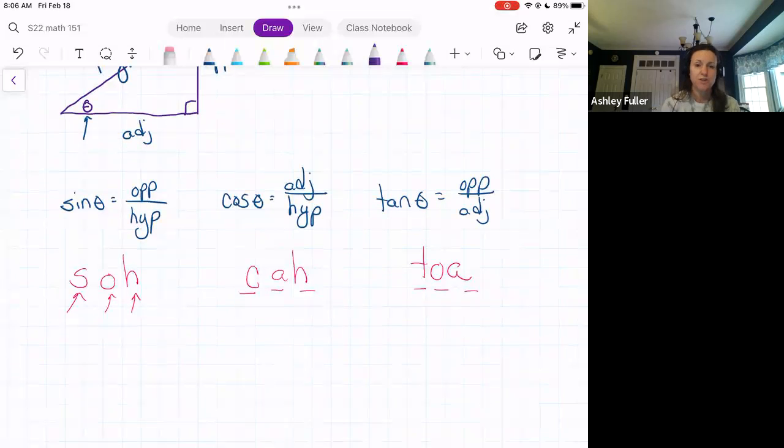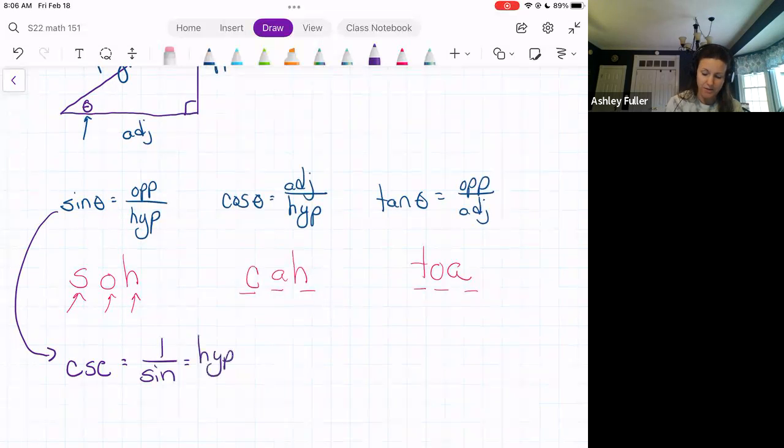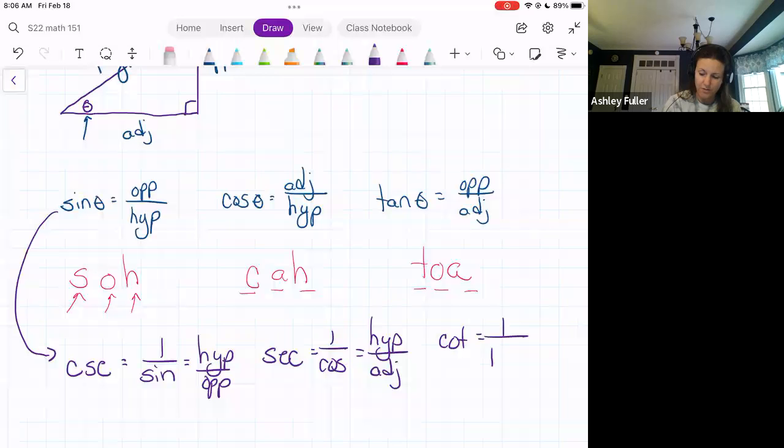These 3 trigonometric functions lead directly into the other 3, the first being cosecant, which is 1 over sine, which is hypotenuse over opposite. The next is secant, which is 1 over cosine, or hypotenuse over adjacent. And last but not least, cotangent, which is 1 over the tangent, which is adjacent over opposite. These 6 trigonometric functions we can use for certain calculations.